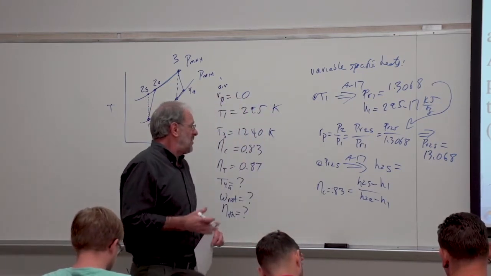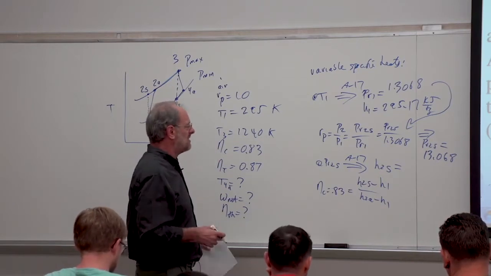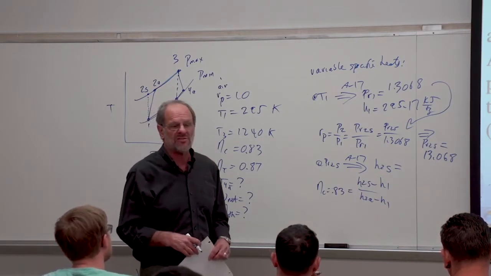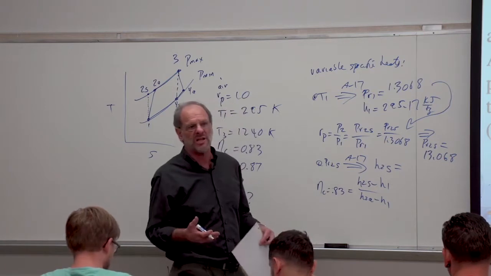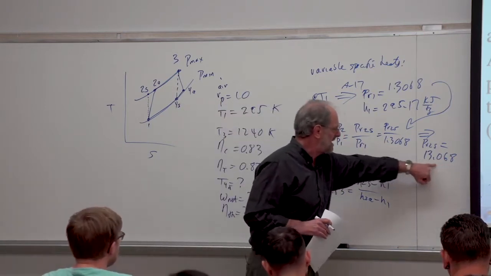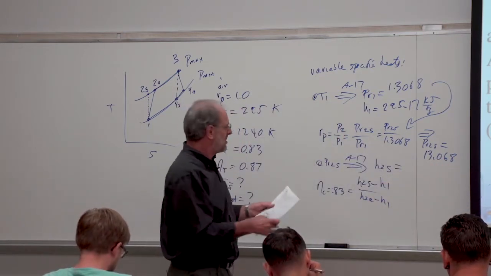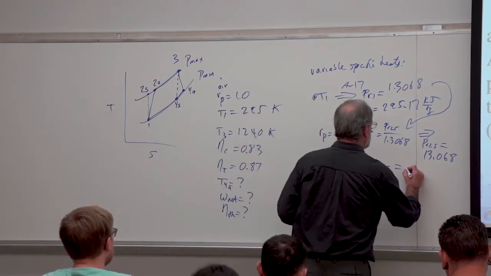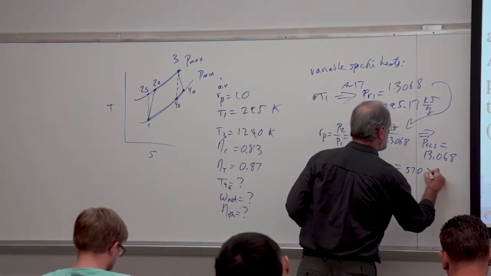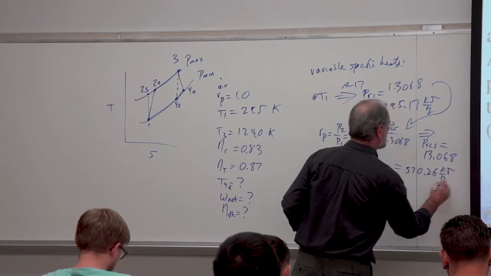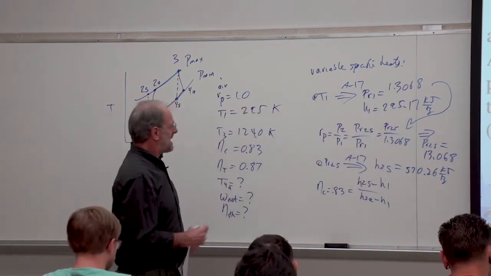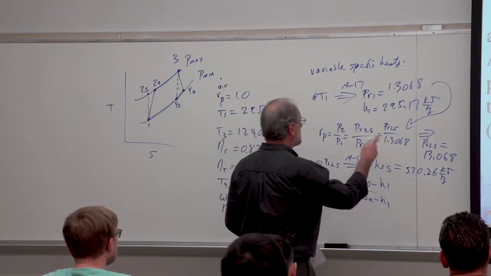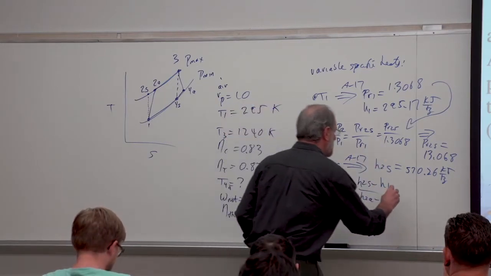And then we have to go into our table, and at this relative pressure, just simply look up the enthalpy. Now, we have to do this by interpolation, right? It's not likely we're going to find this exact value. So just using linear interpolation, we'll find the value of H2S, and that's 570.26 kilojoules per kilogram. And now we just plug all these numbers from above down in below.